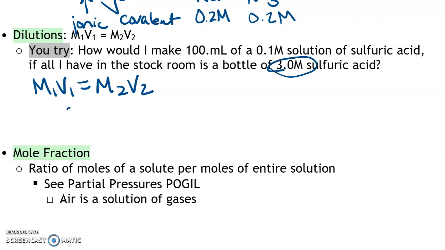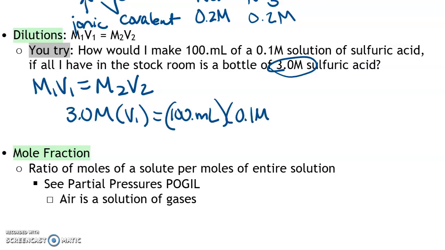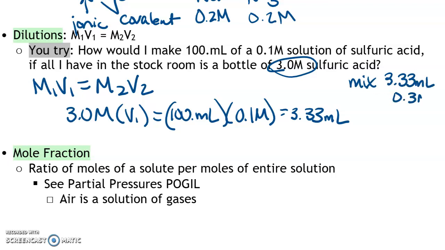So in this case, my M1 is 3.0 molar. I want to know how much of that I'm going to use in order to make 100 milliliters, and you don't have to convert to liters here, of a 0.1 molar solution. When I solve for that, I get 3.33 repeating milliliters. So in order to actually do this, I would mix that much of the stock solution, the 3.0 molar, with 96.67 milliliters of H2O in order to make the solution that I want.